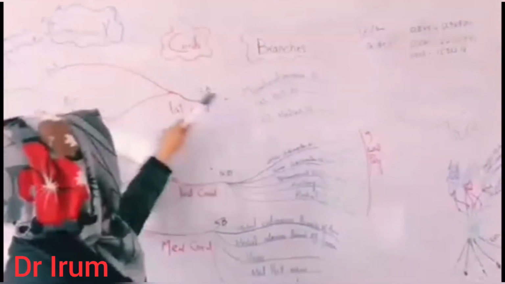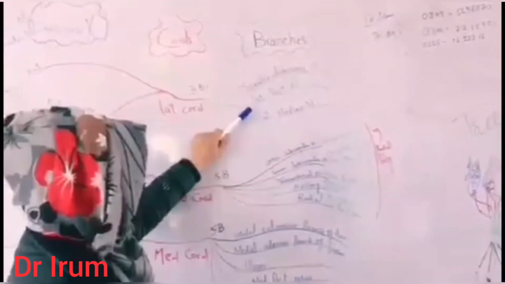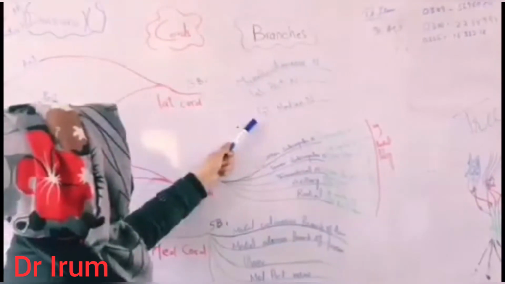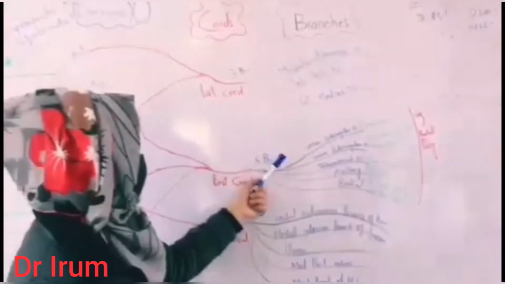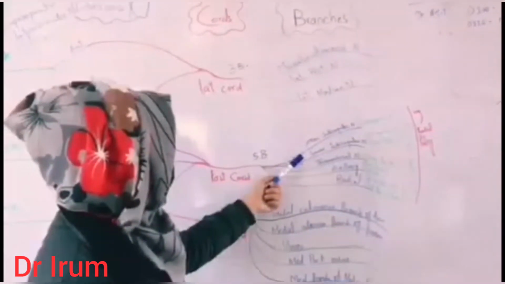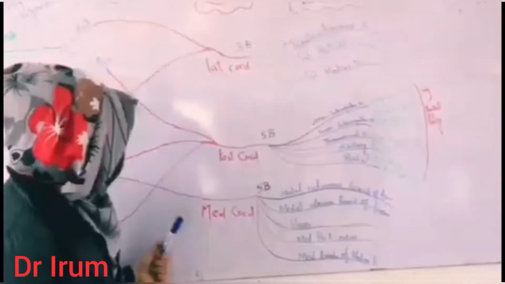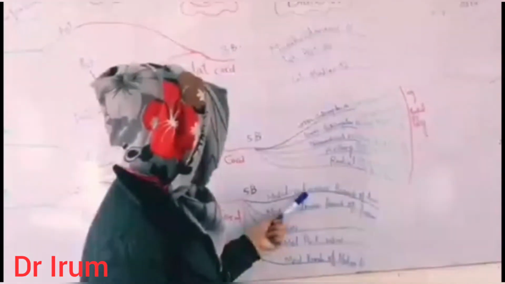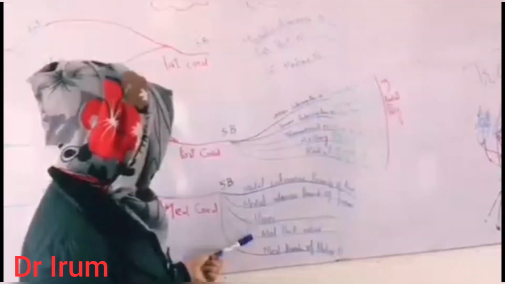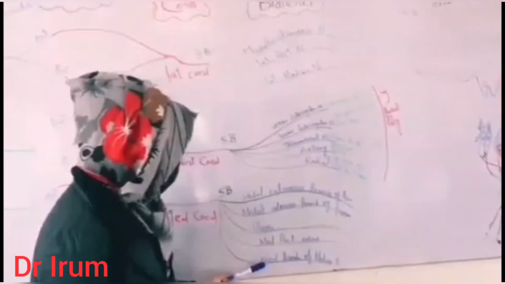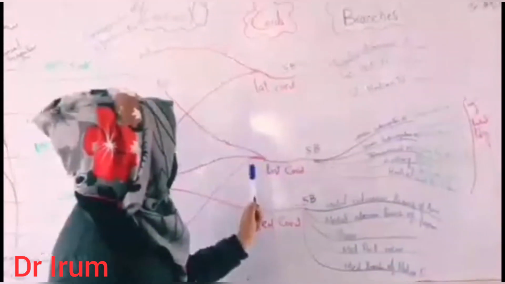Then these are divided into branches: the lateral cord into 3 branches: musculocutaneous, lateral branch of pectoral nerve and lateral branch of median nerve. The posterior cord divides into 5 branches: upper subscapular nerve, lower subscapular nerve, thoracodorsal nerve, axillary and radial. The medial cord divides into 5 branches: medial cutaneous branch of arm, medial cutaneous branch of forearm, ulnar, medial branch of pectoral nerve and medial branch of median nerve.